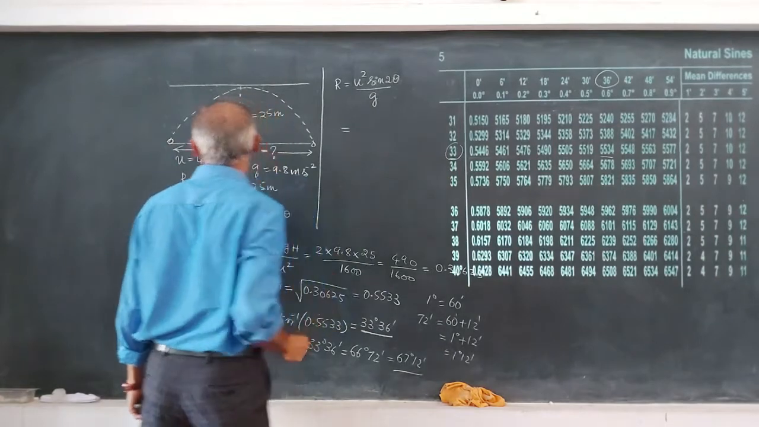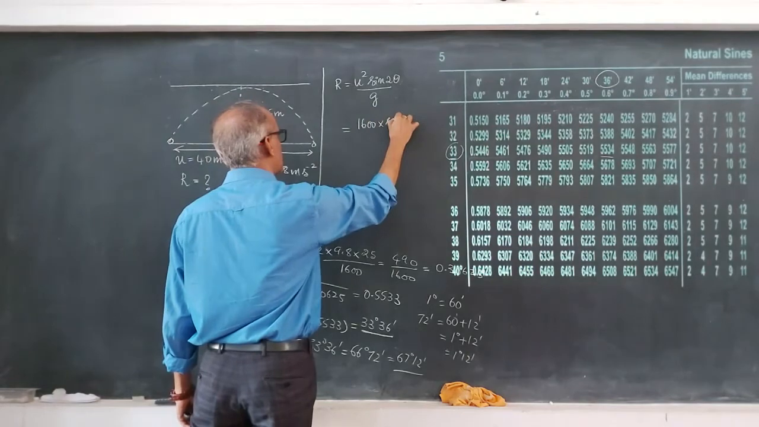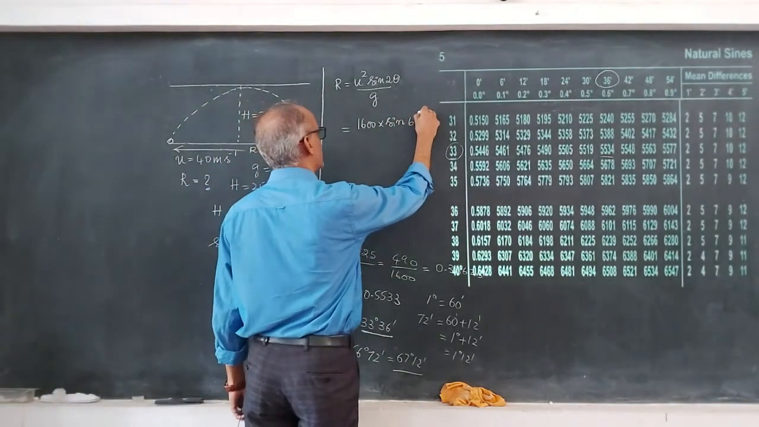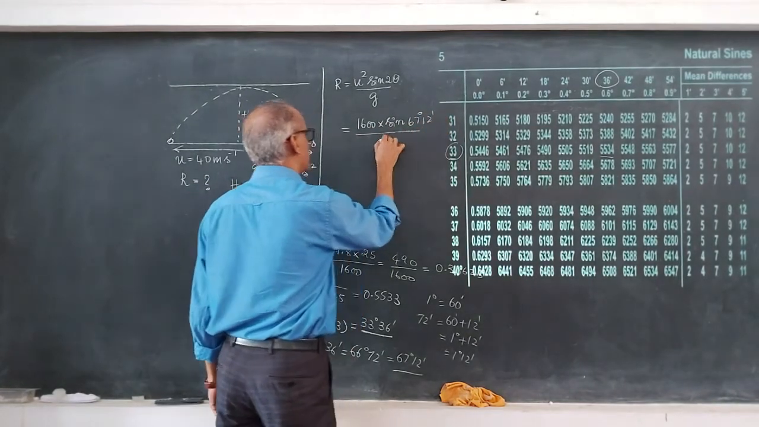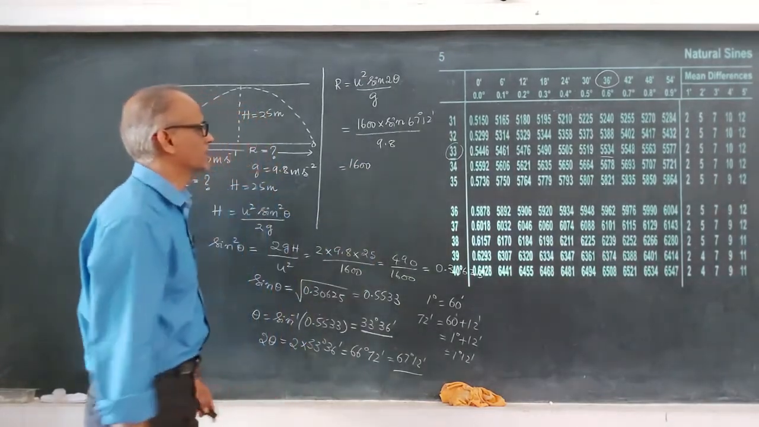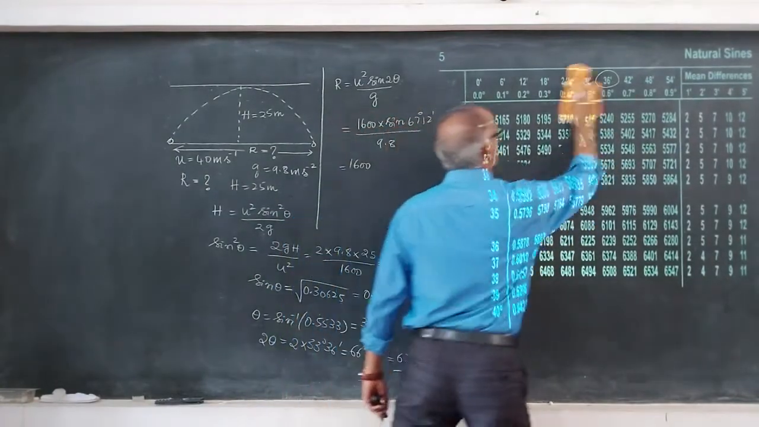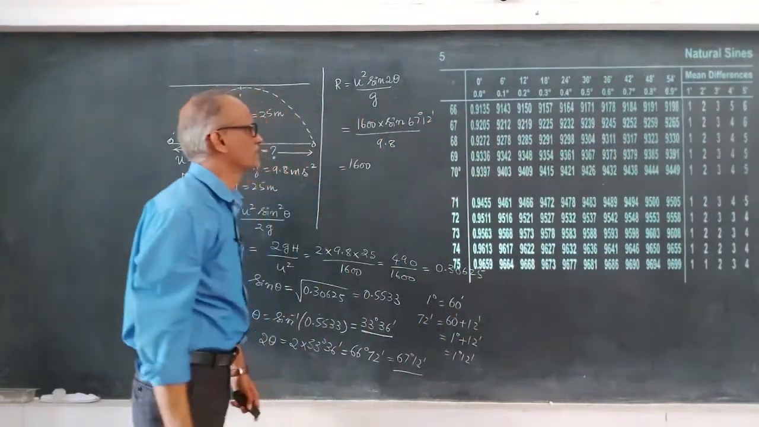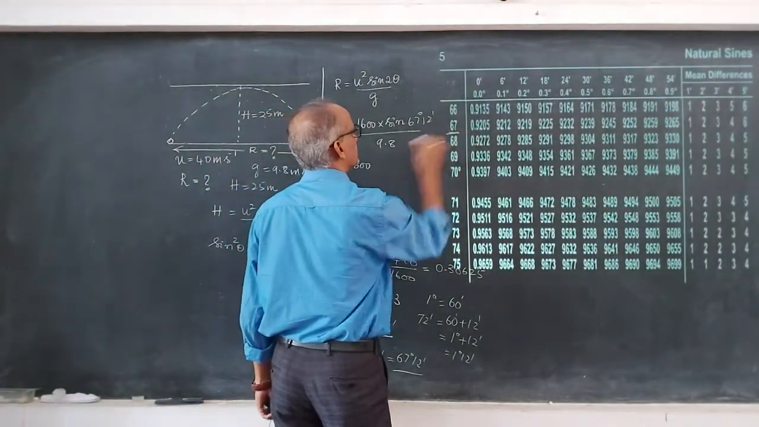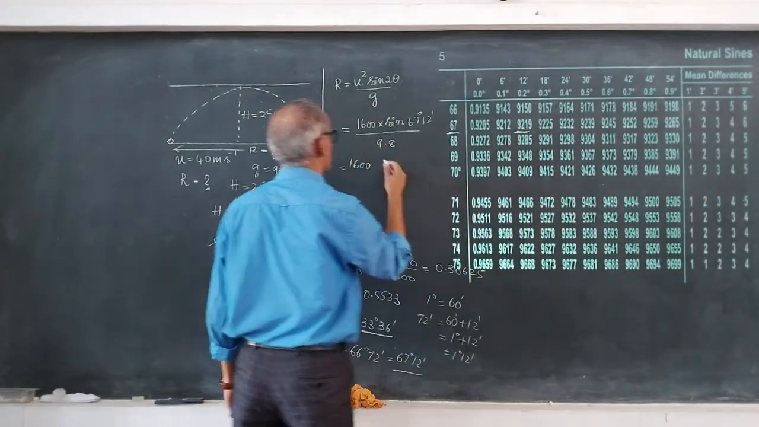So now let's substitute u. What is u? 40, square of it 1600, into sine 67 degree 12 minutes divided by 9.8. Now to find the sine of 67 degree 12 minutes, again we need the natural sine table. So that is what I am going to use now. So 67 degrees here, 12 minutes is here. So therefore it's 0.9219.